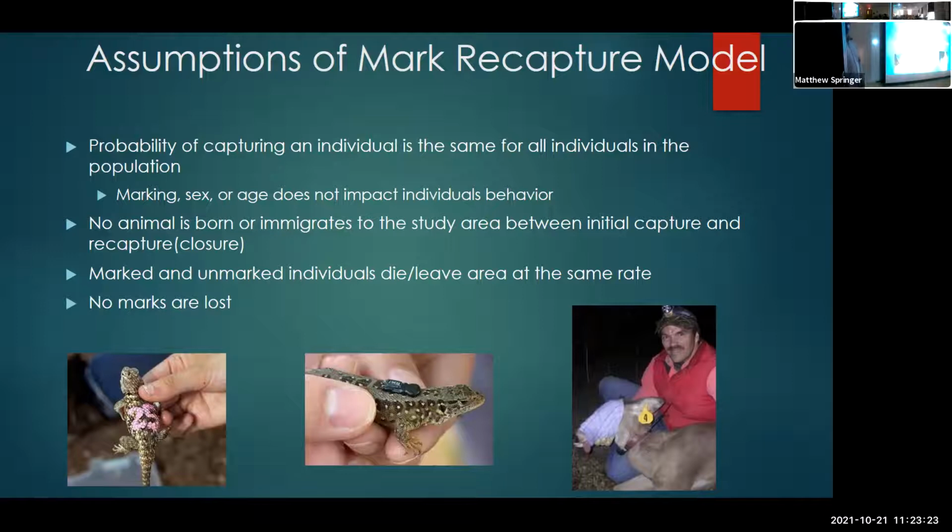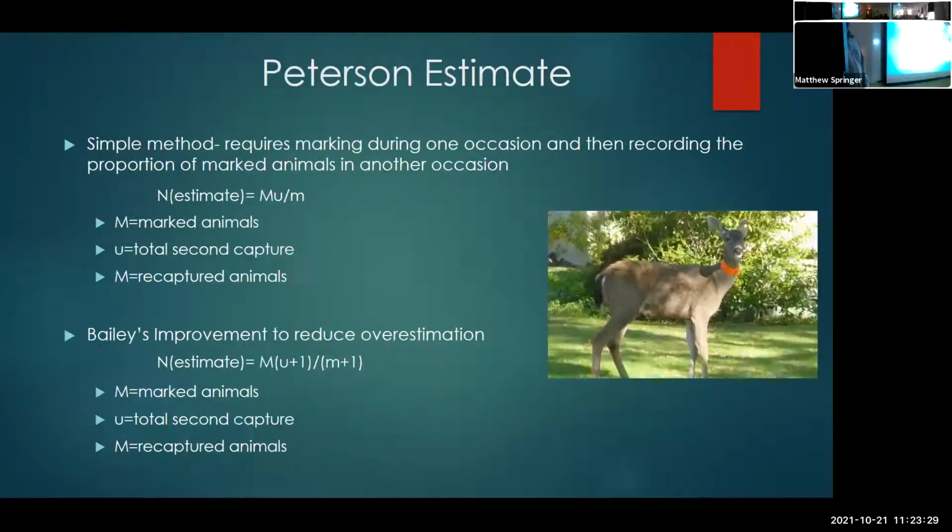All right. So do we understand what a model is and an assumption? Okay. The simple, probably the initial mark recapture model is the Peterson estimate, or Lincoln-Peterson as it is sometimes called. This is actually supposed to be N hat, which is an estimated population, but I couldn't find that in my symbols in PowerPoint, so just bear with me there.